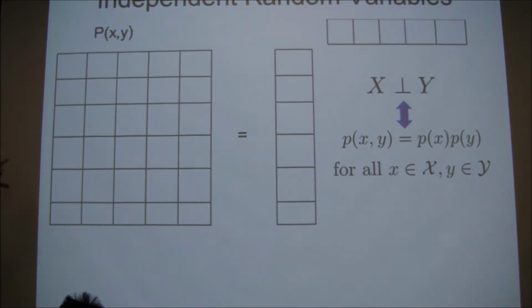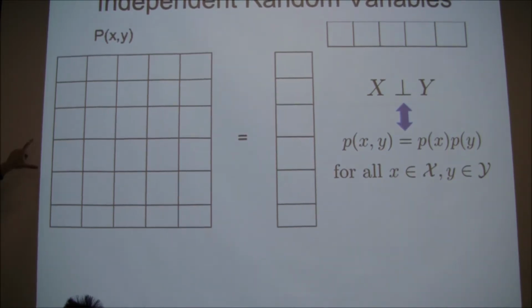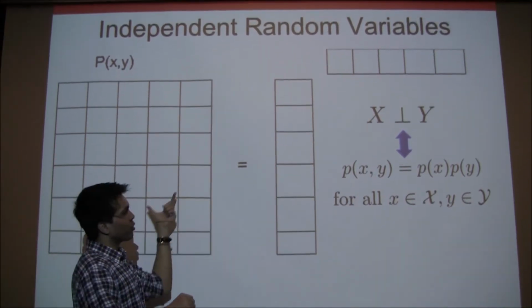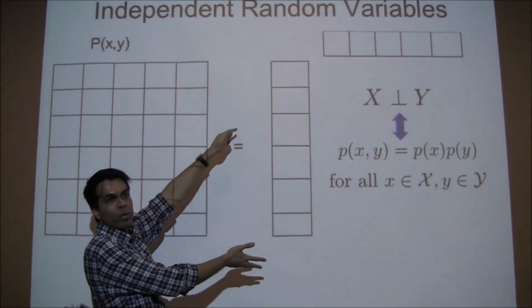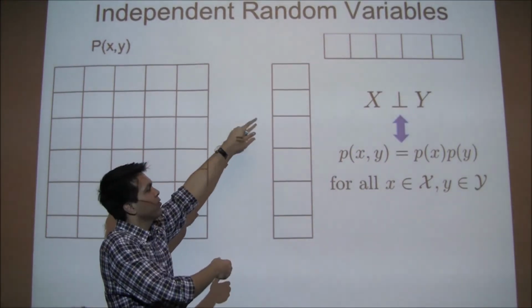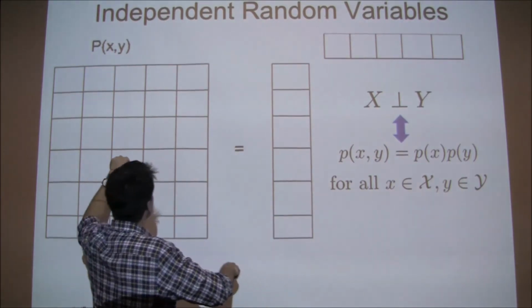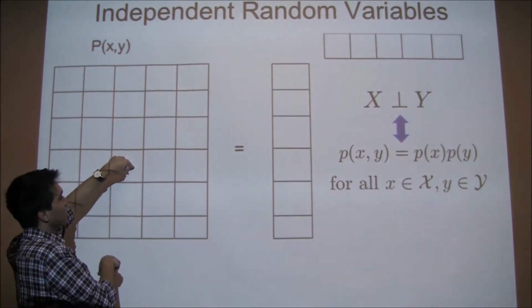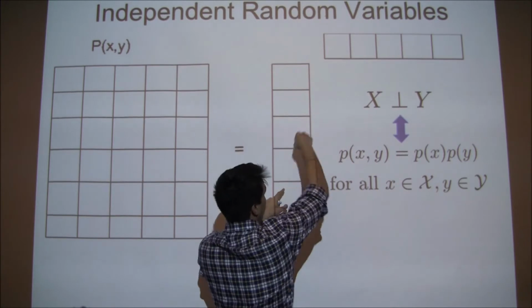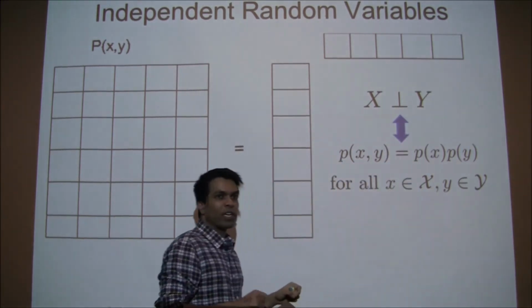Here's a linear algebra view of the same thing. Independence of two random variables, when thought of as a matrix, can be viewed as an outer product of vectors, where this is p of x and that's p of y. It's clear that any entry x_i, y_j here is just a multiplication of the corresponding entries.